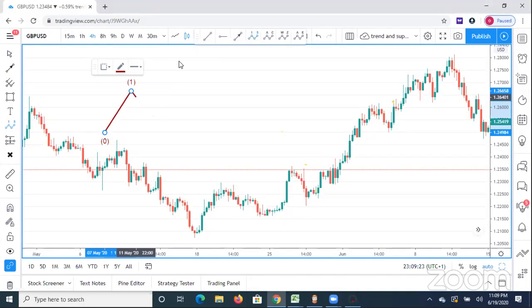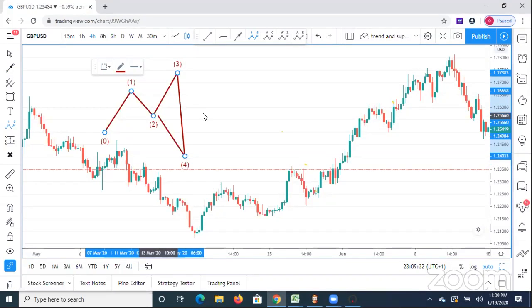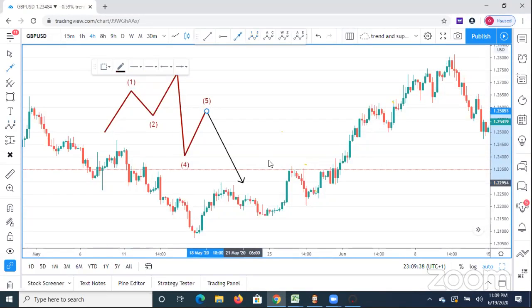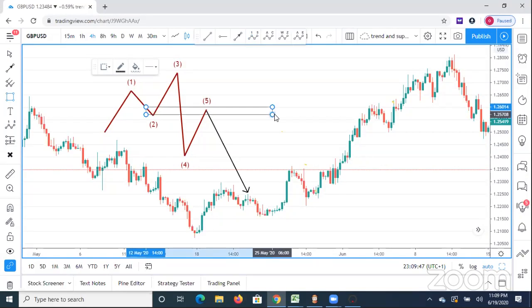We are anticipating a sell. When price finally breaks beneath 2, we will be anticipating a pullback towards 2 to sell. Now, this is what we expect. This is our breaker. We're anticipating price to trade back into the breaker and sell.